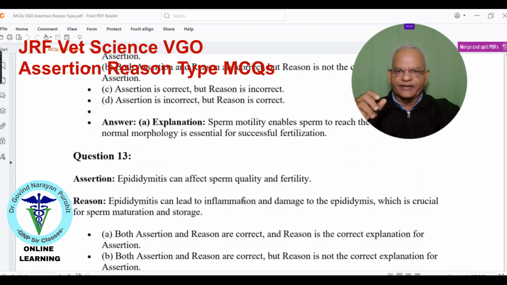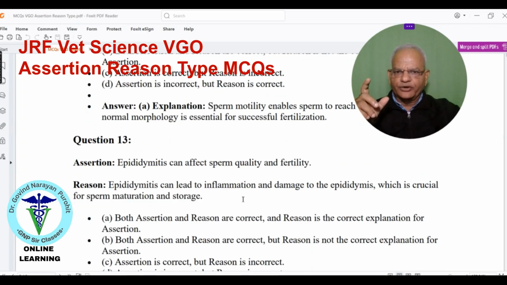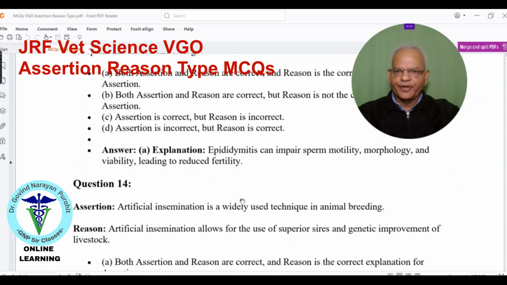The next question, epididymitis can affect sperm quality and fertility. You see, the sperm maturation occurs in the epididymis. So if the epididymis is inflamed, it can lead to poor quality of the spermatozoa, because the maturation of the spermatozoa occurs in the epididymis. So if the epididymis is inflamed and damaged, then the sperm maturation may be affected, and this can affect the sperm quality and the fertility, right?